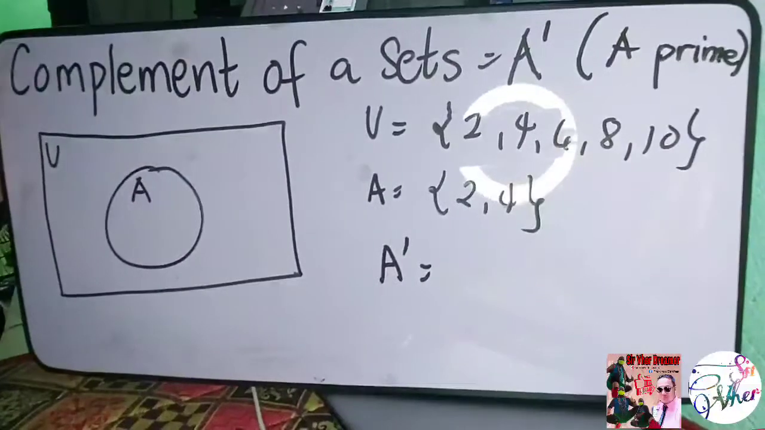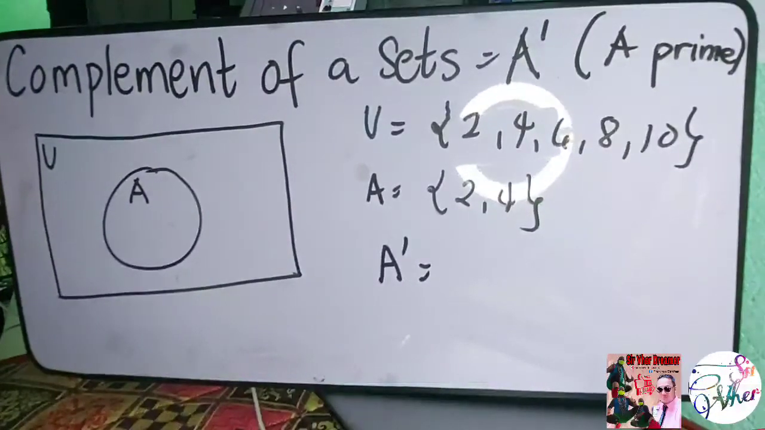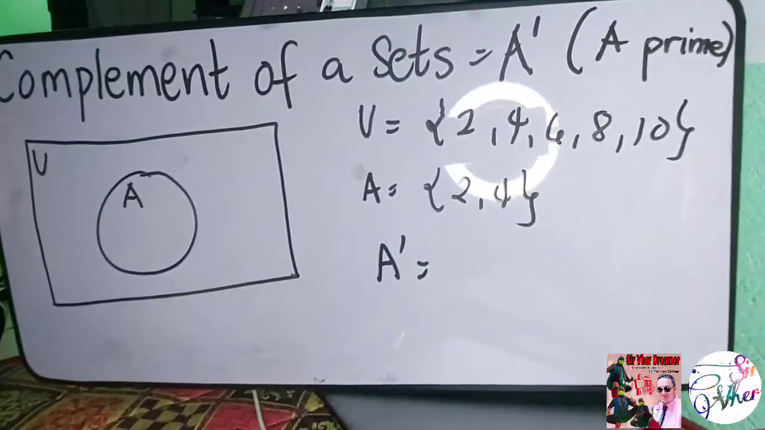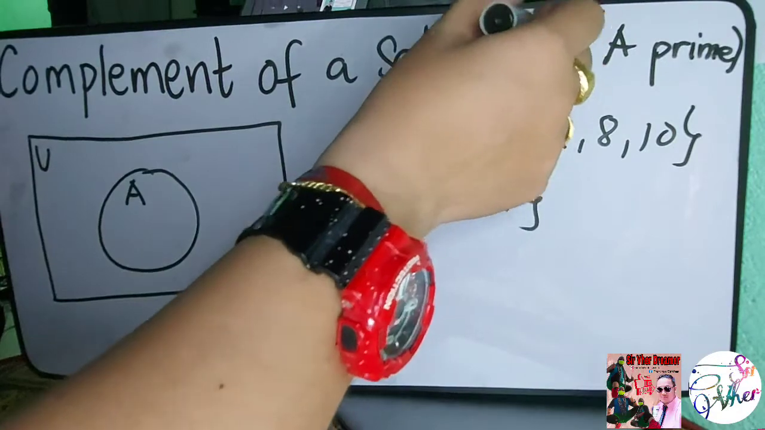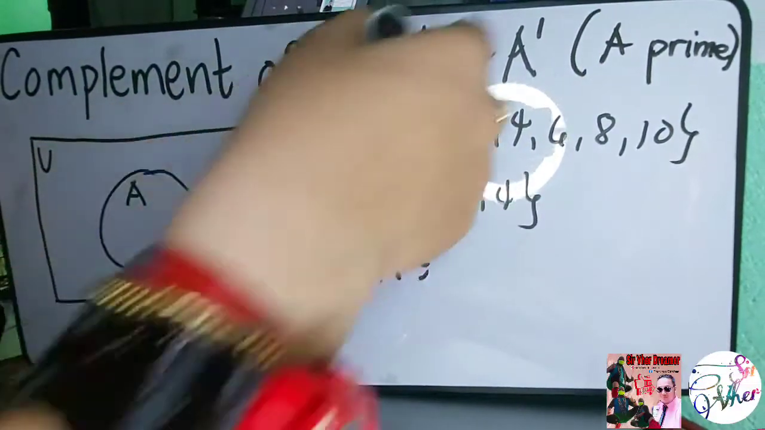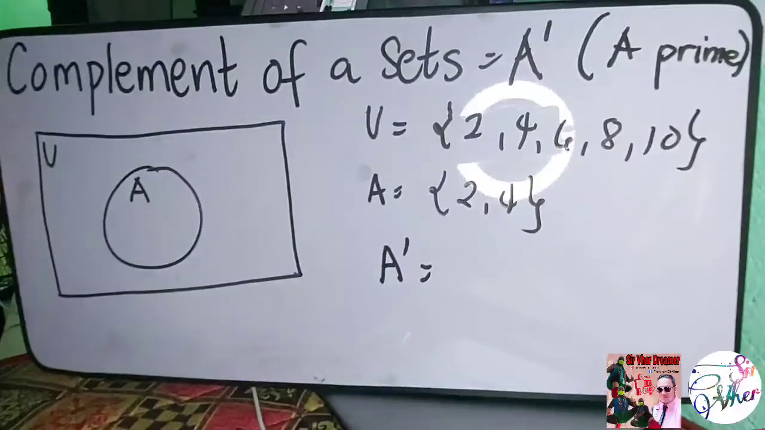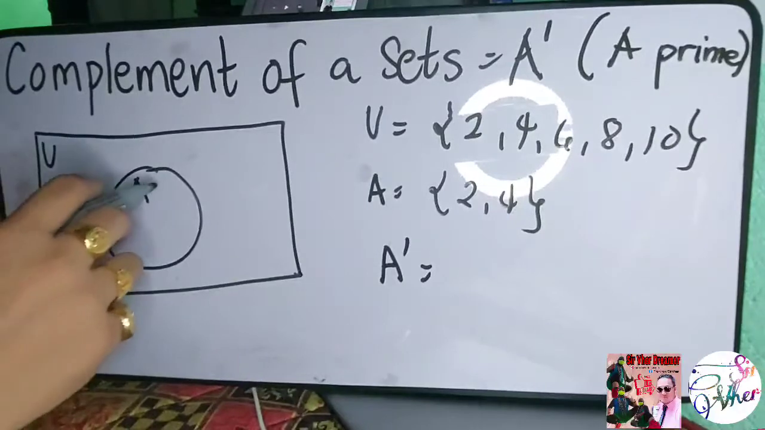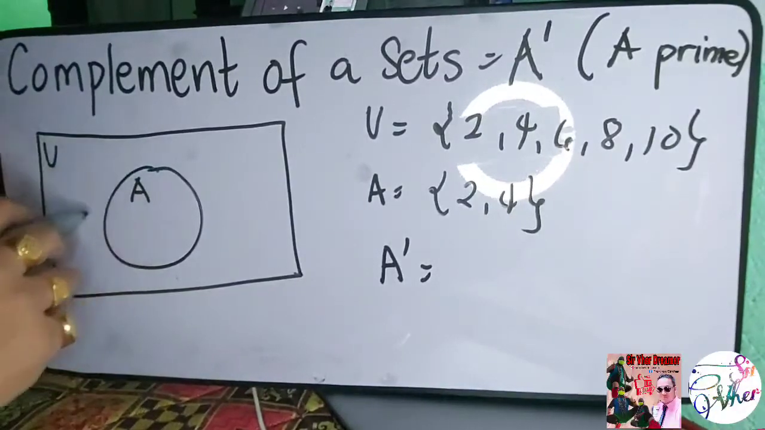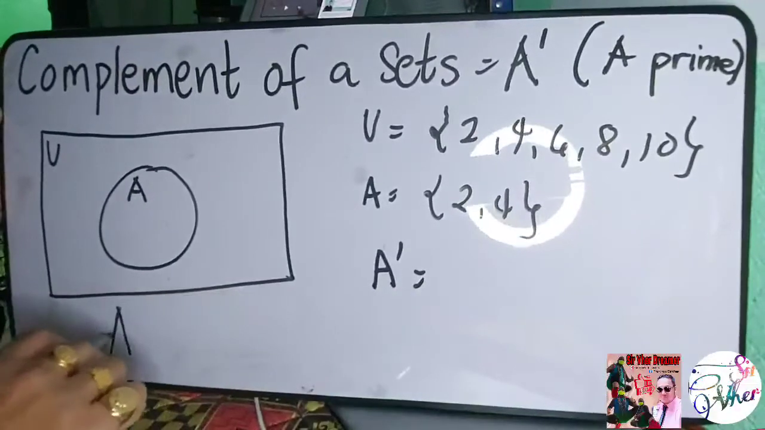Okay, we have the third one. Complement of a set. Again, the complement of a set is denoted by the symbol prime. So we have A apostrophe. This is read as A prime. Okay, if you're going to illustrate using the Venn diagram, for example, we have here the universal set and we have set A. So this is how we are going to write the complement of A.